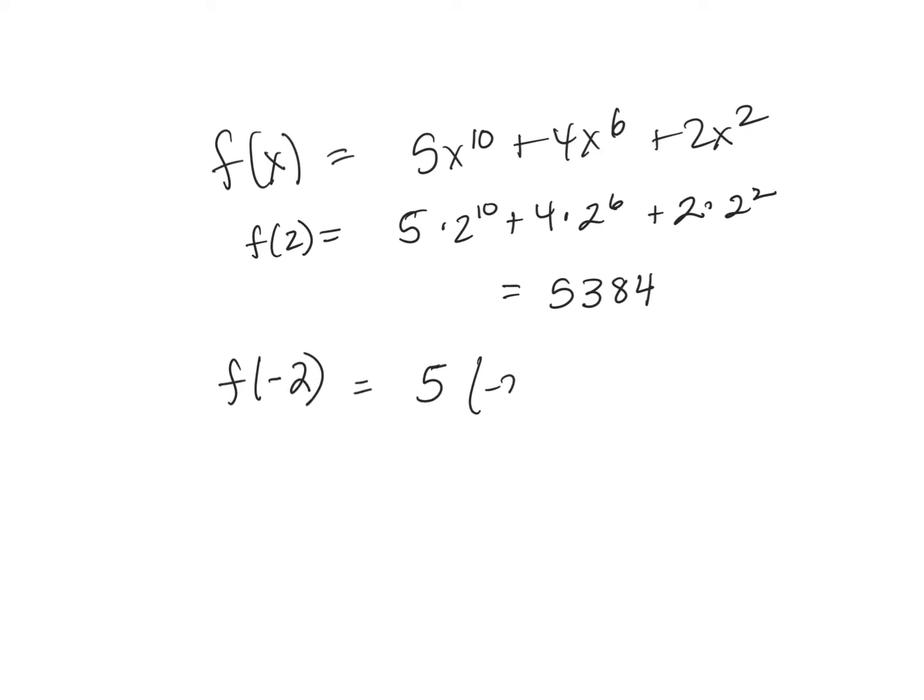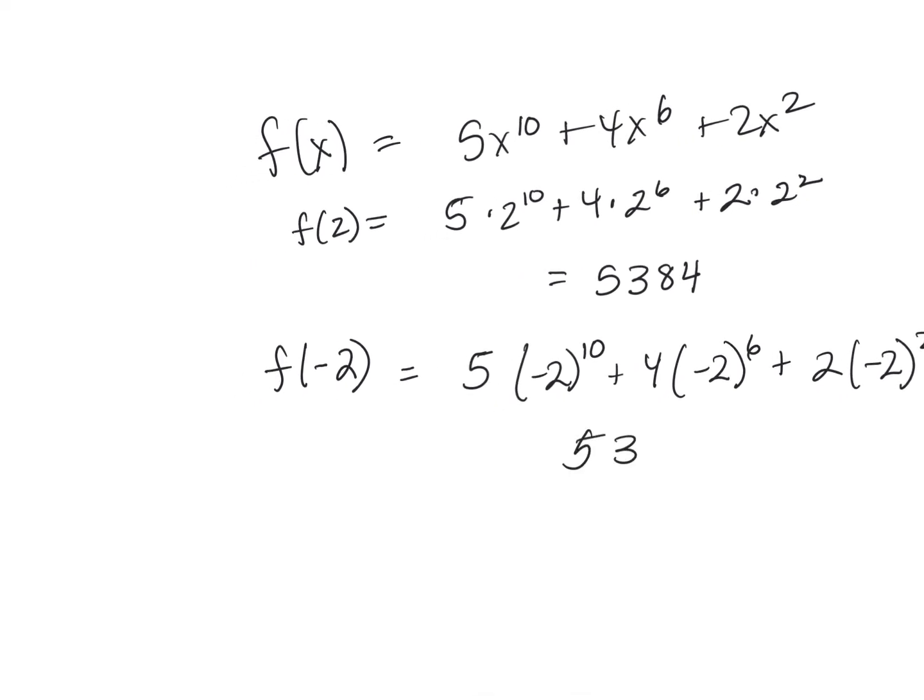Now I do the exact same thing, but I put in a negative 2 this time. So I got 5 times negative 2 raised to the 10th plus 4 times negative 2 raised to the 6th plus 2 times negative 2 squared. I do that on my calculator: 5 times parentheses negative 2, close parentheses raised to the 10th, plus 4 times parentheses negative 2 raised to the 6th, plus 2 times parentheses negative 2. Make sure you use these parentheses around your negative 2s or you're going to get an incorrect answer, squared. Hit enter, and I get 5,384.